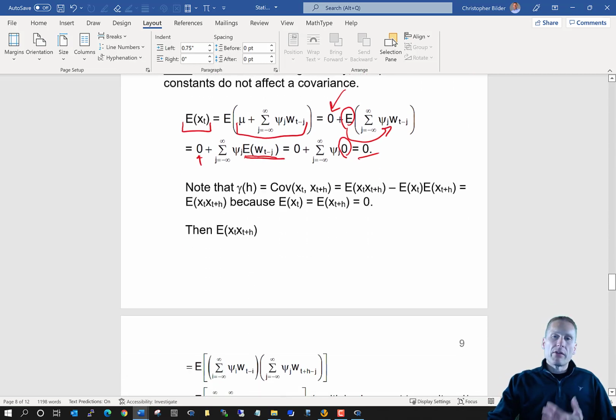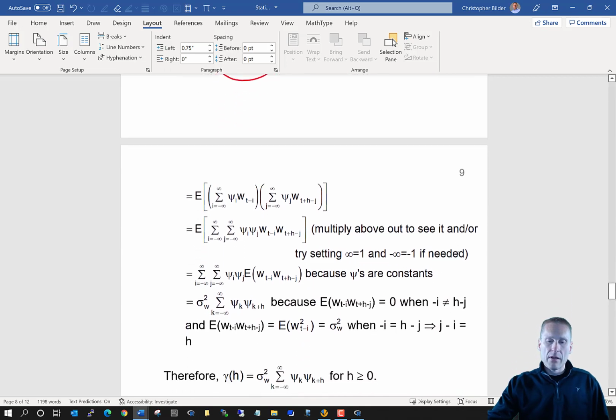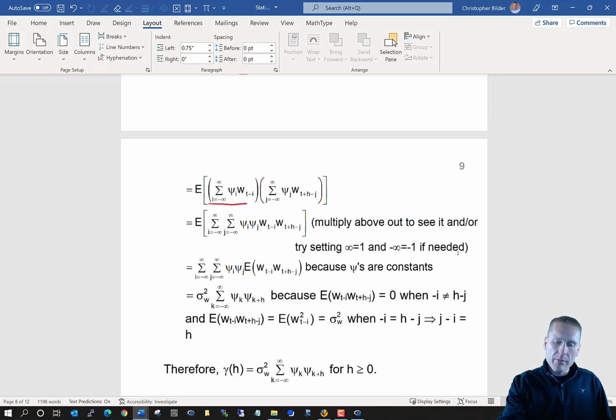Okay. So now let's work with that autocovariance. So I want to find the covariance of x of t and x of t plus h, so an h time point shift. That's equal to the expected value of x of t times x of t plus h minus these individual expectations, which are each 0. So we're left with just the expected value of x of t times x of t plus h. So I can write out my models for both x of t and x of t plus h in terms of this linear process.